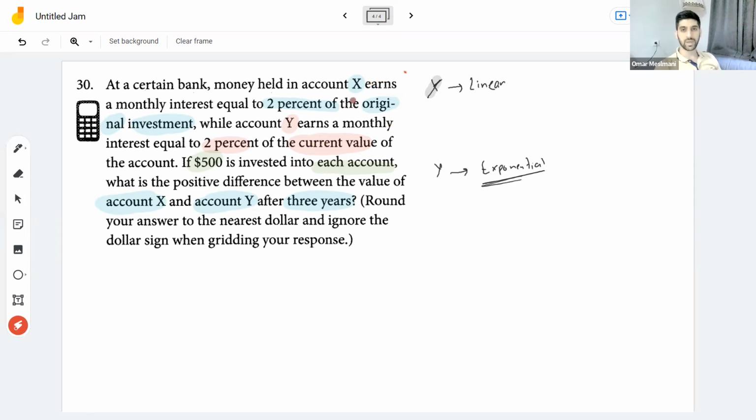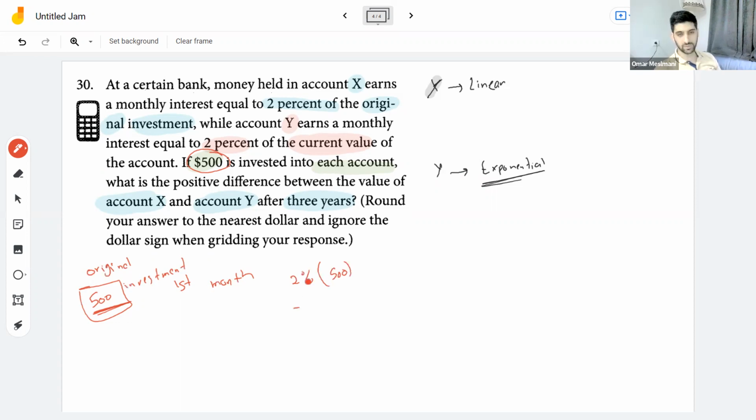What does 2% of the original investment mean? He said we invest 500. So if I invest 500 and I want to earn 2% every month, at the first month, this is my original investment. 2% of the original investment, if you found it, is going to be 10. So in the first month, I'm going to earn 10.